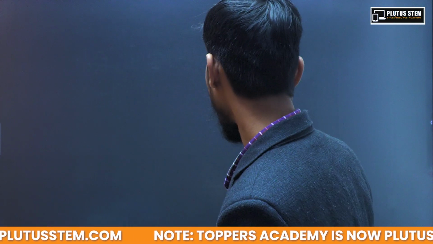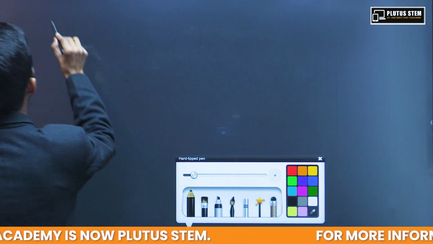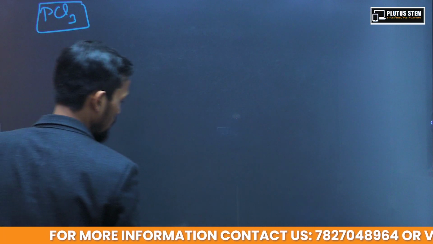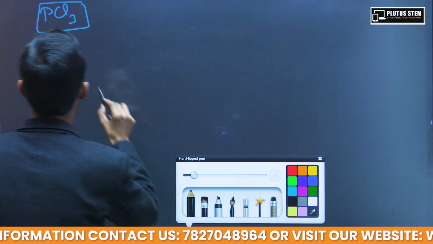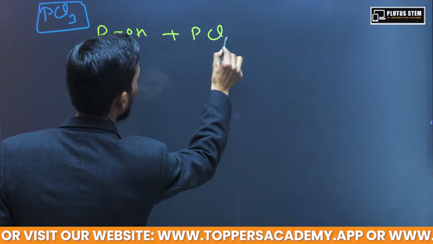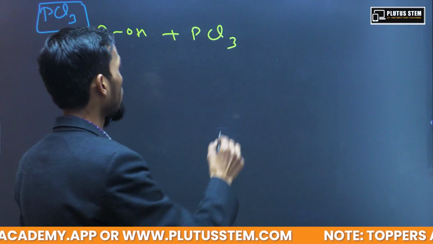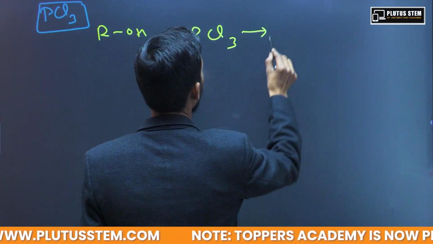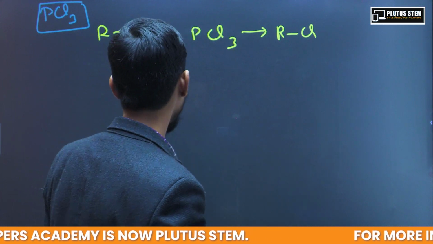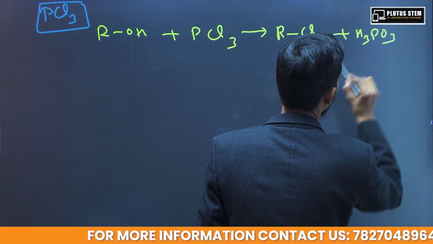So now we will discuss the next reaction, that is PCl3. With PCl3, ROH plus PCl3, ROH with PCl3 will give us RCl plus H3PO3.